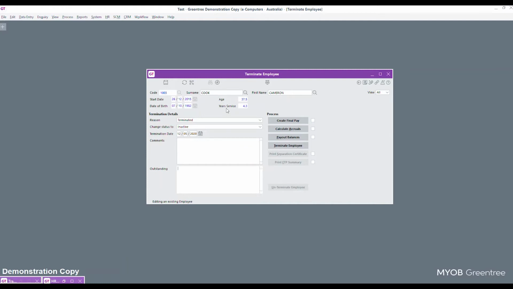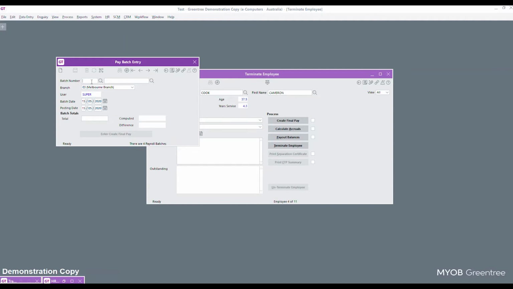We also note here it does have his age, and in there under Fair Work, if you're over 45, you get an extra week of severance. So these are why these kind of dates are here, to make it easy for you to calculate. Also, again, it tells us his years of service, and so we know whether long service leave is due, etc. So the next thing is that we click on this Create Final Pay. We put in a batch number.